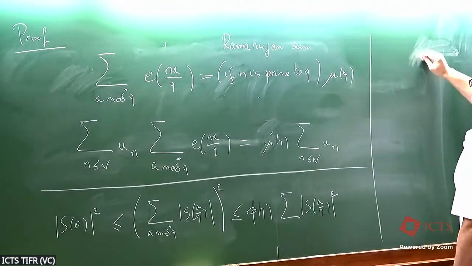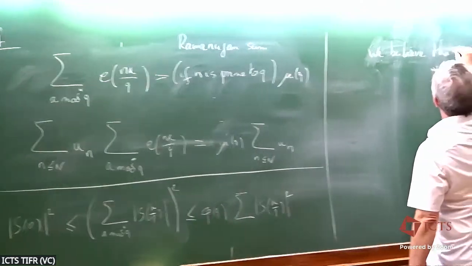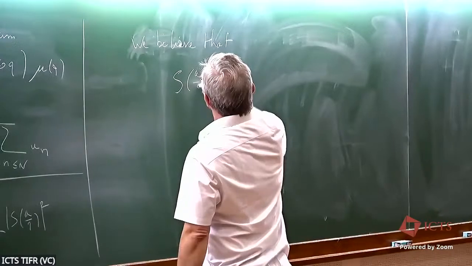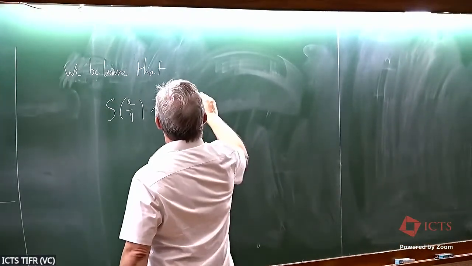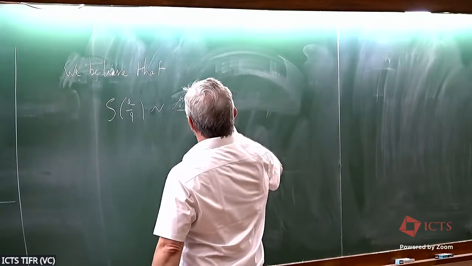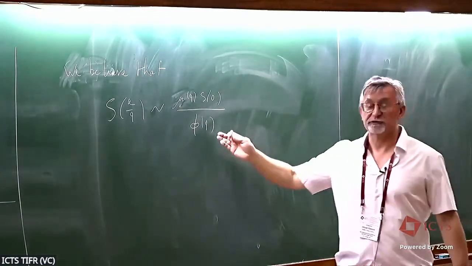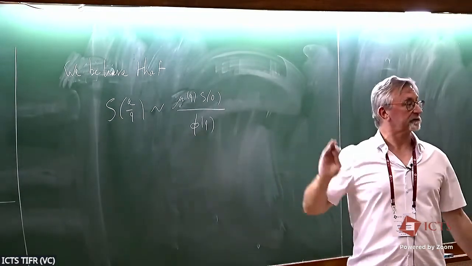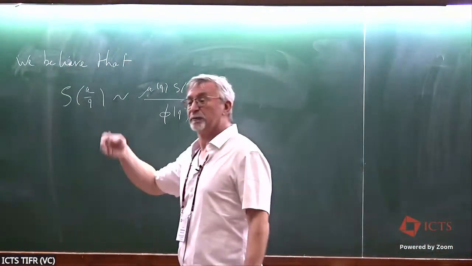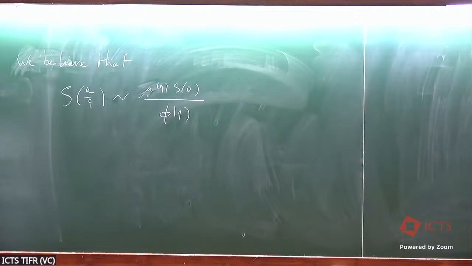So we believe that S A by Q is equivalent to S of 0, mu of Q, S of 0 upon phi of Q. And it is true, for instance, for the primes between 1 and n, if Q is not too large. We know how to prove that. So it's not only a belief. It is based on the fact that we don't see why the integers should be accumulated more in some classes modulo Q than in some other. So if they are well distributed, this is true.